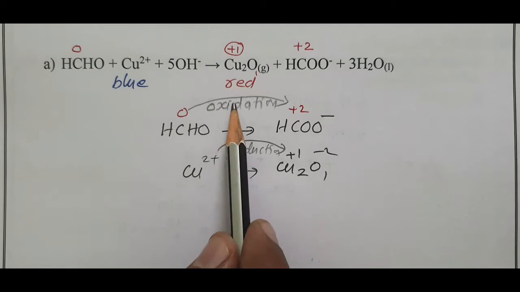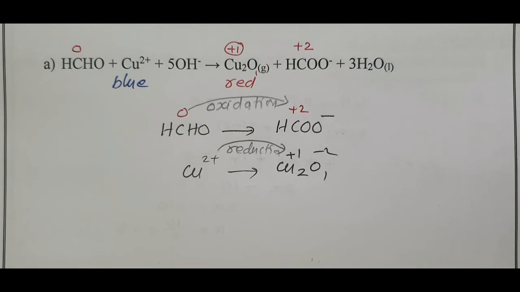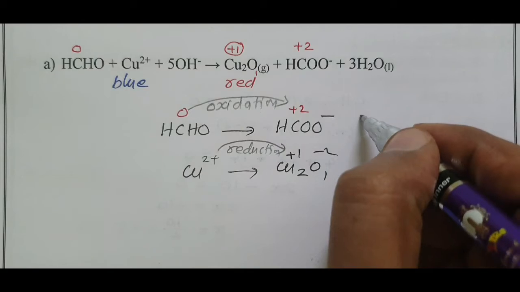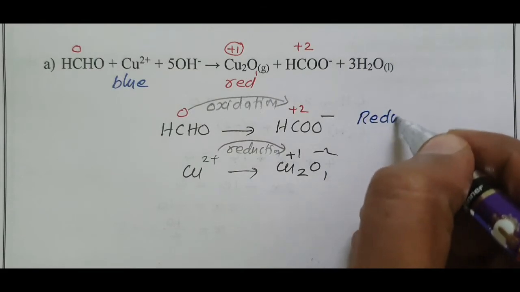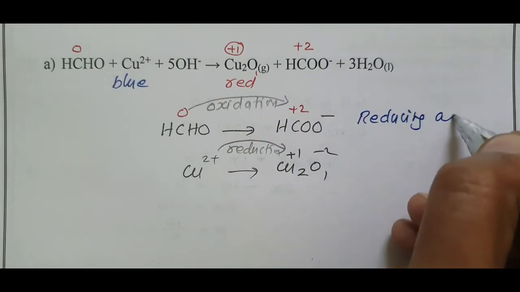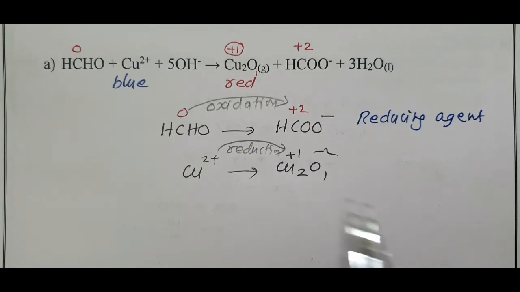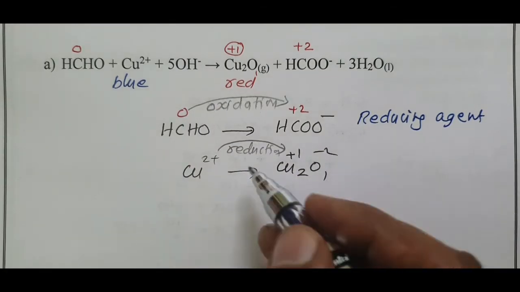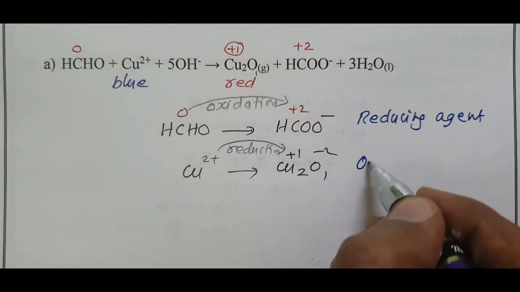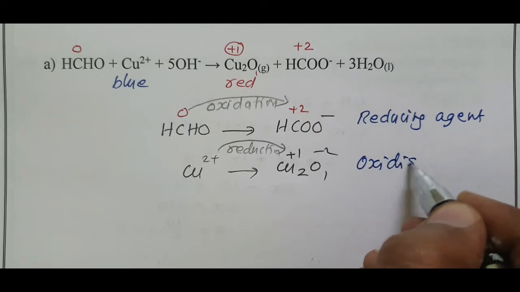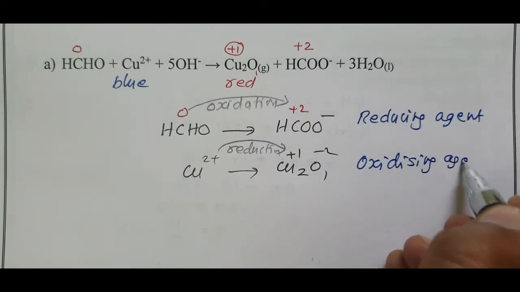So this is the reducing agent. A reducing agent always undergoes oxidation. Formaldehyde is a reducing agent which always undergoes oxidation. But here copper 2+ undergoes reduction, therefore it is called the oxidizing agent.